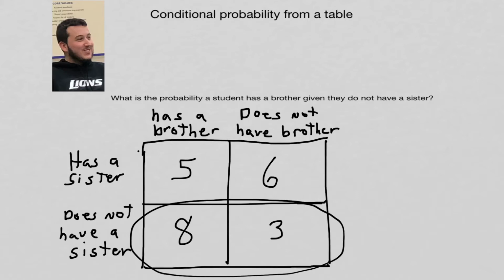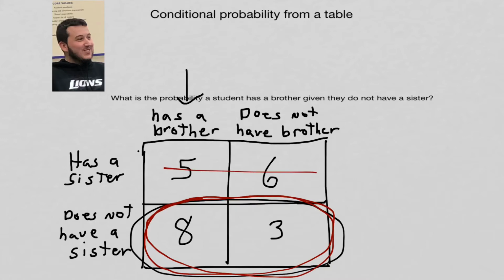So, what's the probability a student has a brother? So it's going to be this column, but we're only talking about these. Let me circle it in red. It says given they do not have a sister. Okay, so this is the given part here. We can just ignore this part up here. This has nothing to do with the answer.